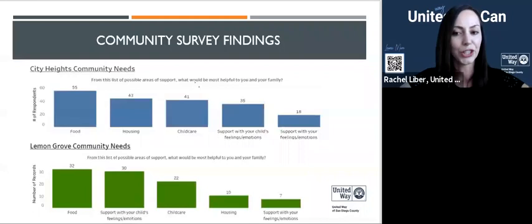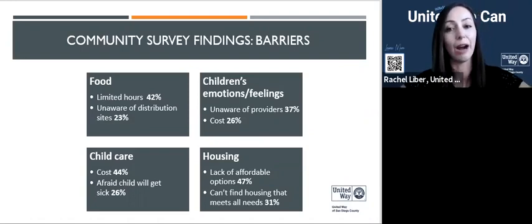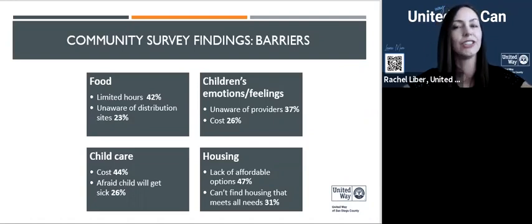So I'm going to quickly show the data that we collected because this is all available for your download. In total, we had 326 survey responses. And you'll see here that food insecurity rose to the top for both City Heights and Lemon Grove. Our survey, which you can download, including the actual survey questions that we utilized, also elevated the top barriers contributing to each of these buckets. So for example, in food, the major barriers that folks identified were the limited hours of food distribution operations, as well as just a general lack of awareness of the resources that are available around food.